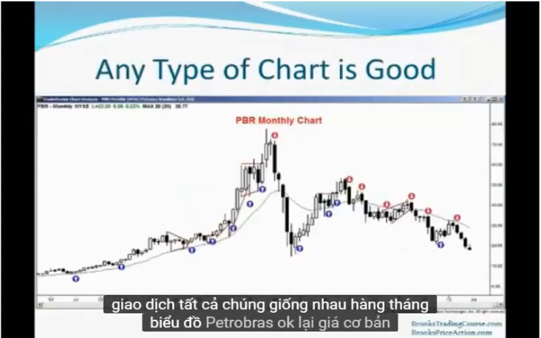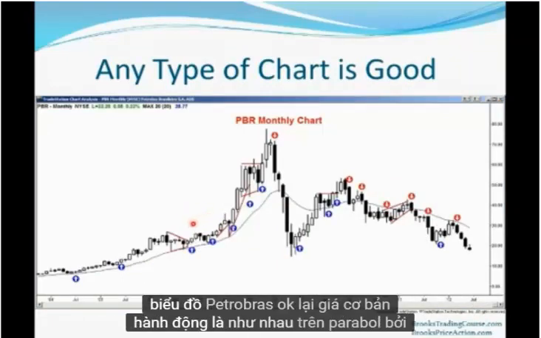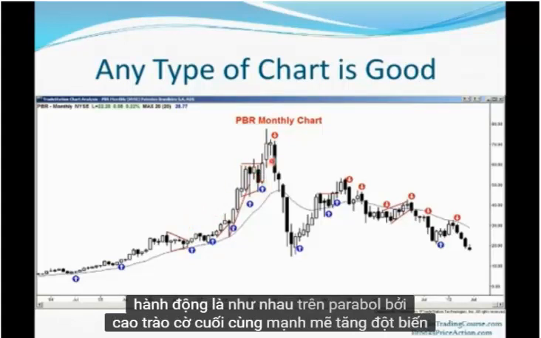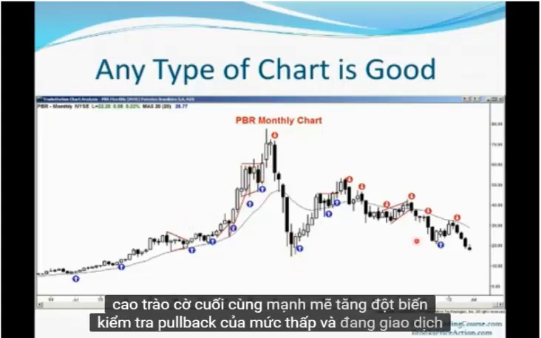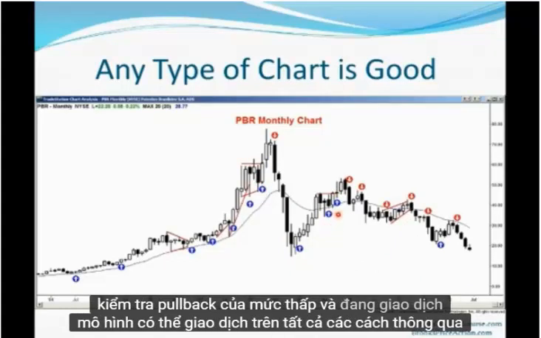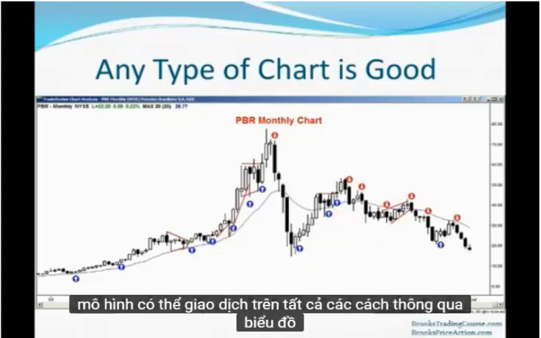Monthly chart, Petrobras, okay? Again, basic price action is the same. Parabolic buy climax, the final flag, strong bear spike, pullback, test of the low, and there are tradable patterns all the way through the chart.